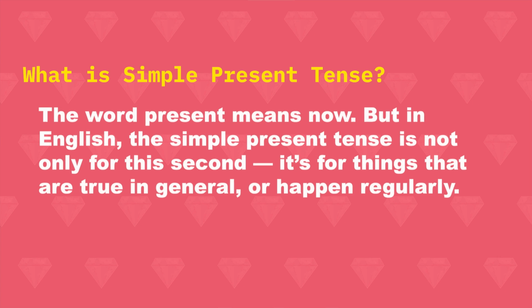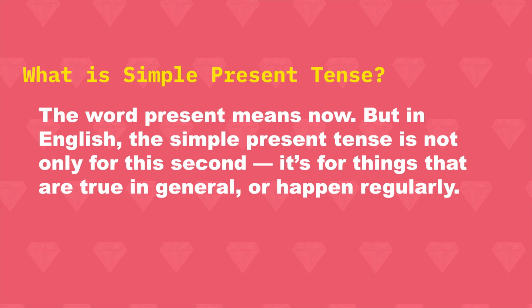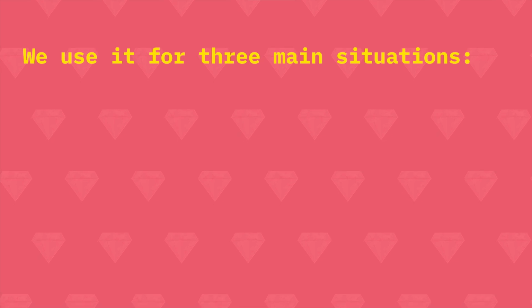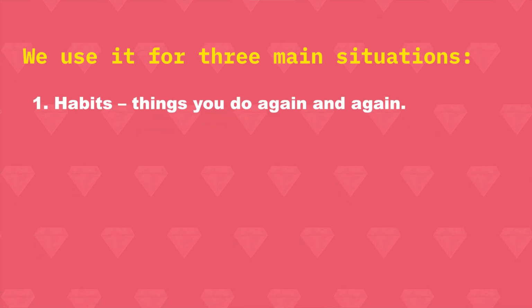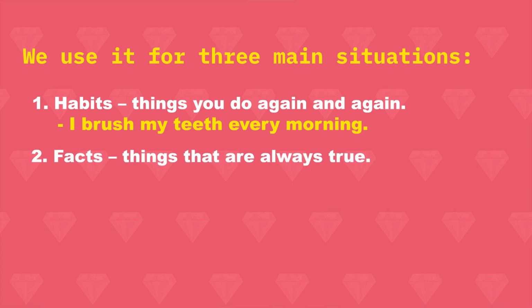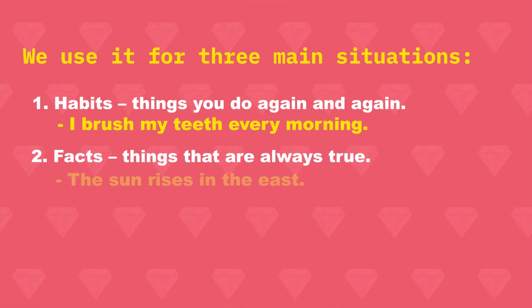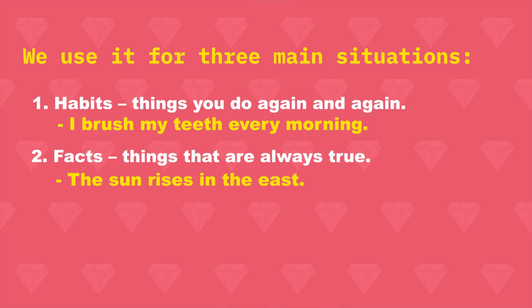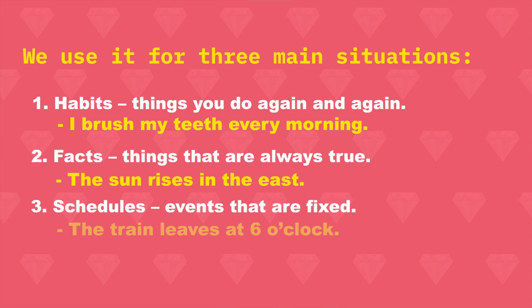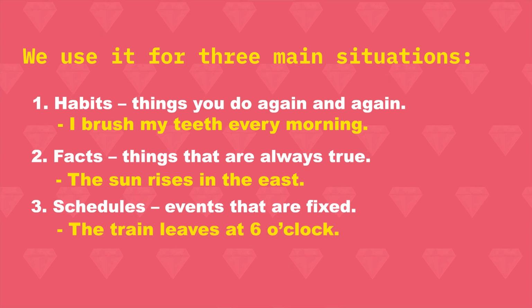The word present means now, but in English, the simple present tense is not only for this second, it's for things that are true in general or happen regularly. We use it for three main situations. 1, habits, things that you do again and again. For example, I brush my teeth every morning. 2, for facts, things that are always true. The sun rises in the east. And 3, for schedules, events that are fixed. The train leaves at 6 o'clock.